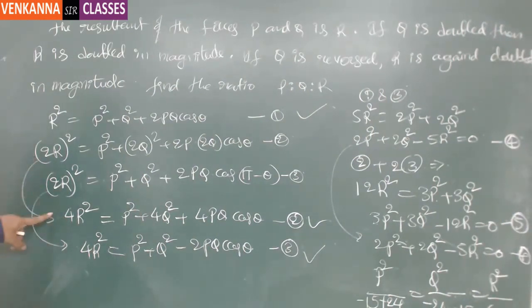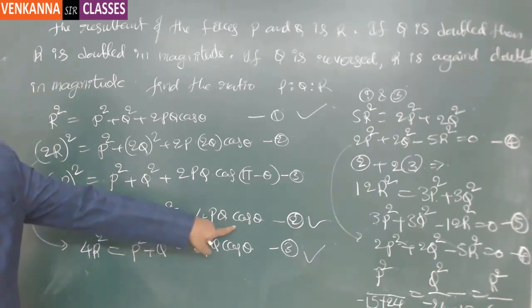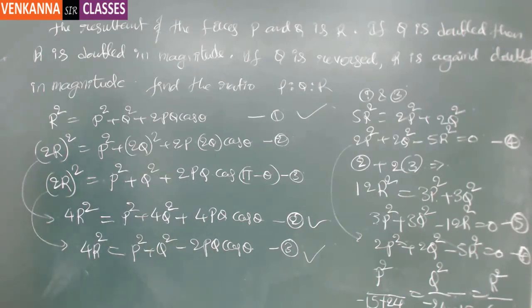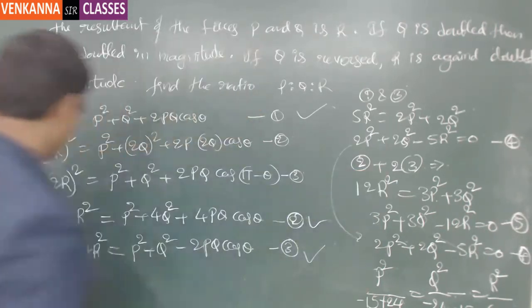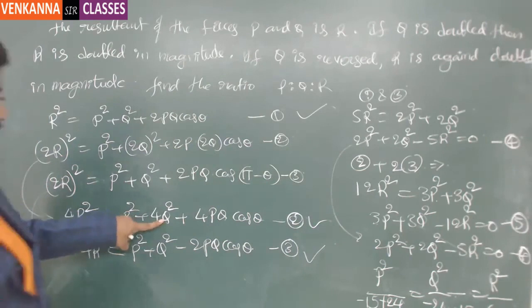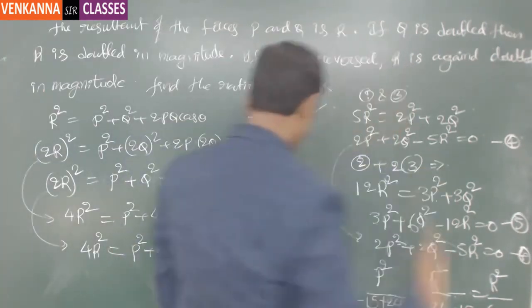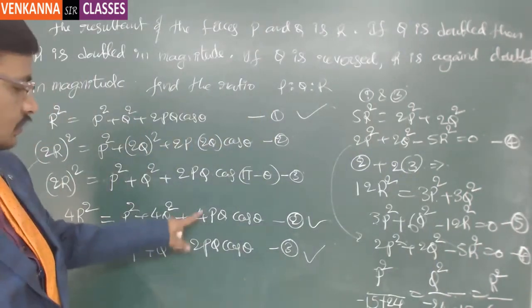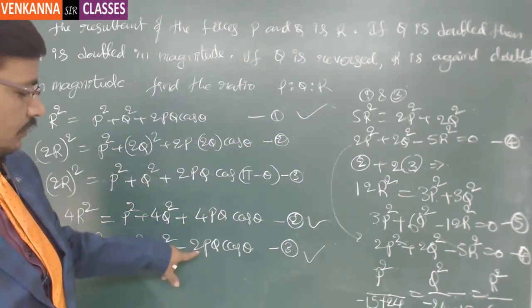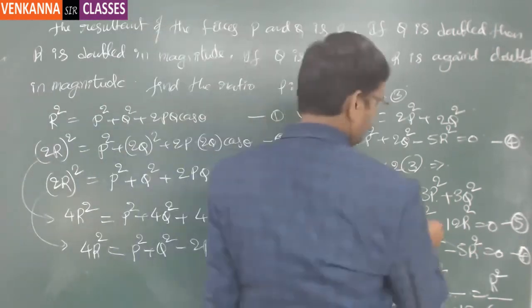So equation number 2 is 4r square is equal to p square plus 4q square plus 4pq cos theta. This is correct. And this one, 4r square is equal to p square plus q square minus 2pq cos theta. This is also correct. Now equation number 2, oh, this is wrong. 4q square plus 2q square, this is 6q square. This is wrong. Yeah, 6q square, and these two 4 plus, this is correct. So this is actually 6. That is the only difference.